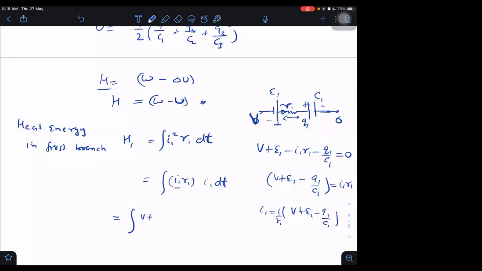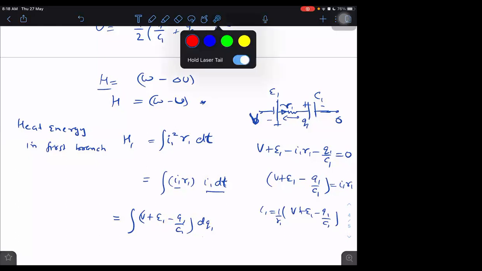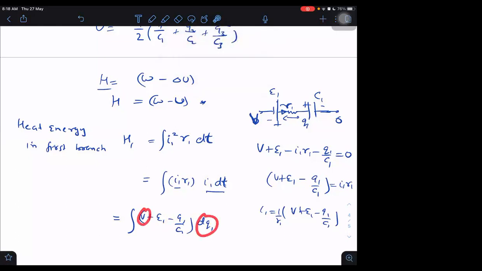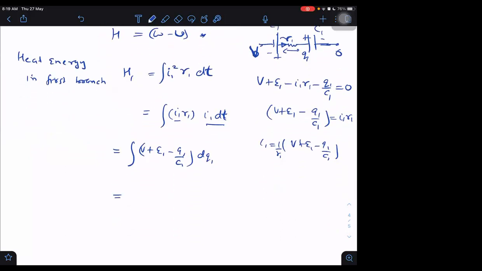Let me tell you what the reason is here. V plus E1 minus Q1 by C1 into I1 into dt, we can write as dq1, into 1 by R1. R1 is cancelled. The problem is with V into dq. I don't know what V into dq is. I know E1 into dq is easy, E1 is constant. Q1 by C1 into dq is also easy because we can get Q1 square by 2C easily. What about V? That is creating the most trouble here. Unless I know V, I can't determine it, and probably we don't have a way to determine this.